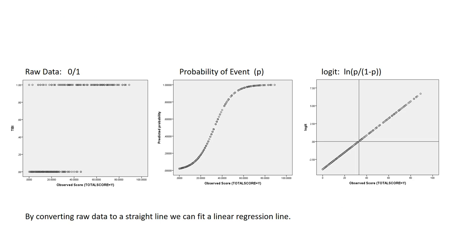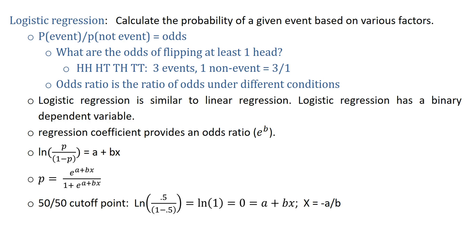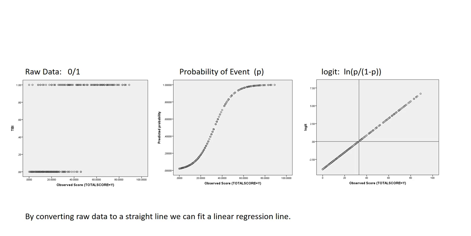So let's take a look at what our issue is in logistic regression. We said that we want to do y equals a plus bx, but in this case the y is binary. So if we plot our raw data of zeros and ones against an observed score, say going from 0 to 100, we just get 2 lines of points. It's really not something that has much information in it.